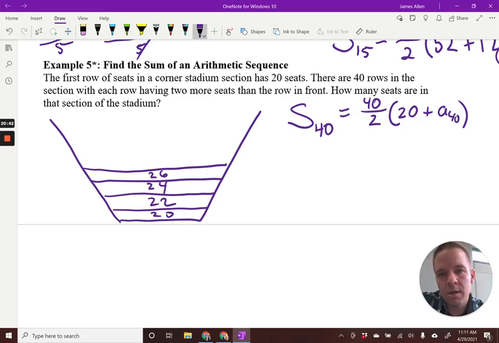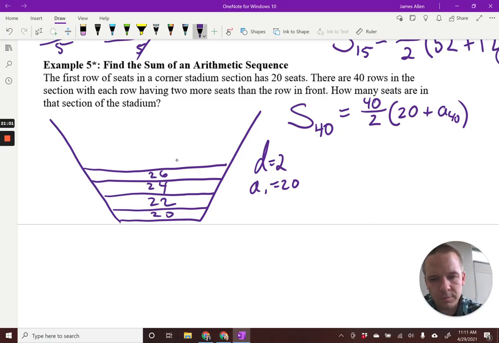All right. Well, perhaps there's a way to figure this out. It's going up by 2 each time, right? d is 2. Okay. And the first row is 20. So A sub 1 is 20. I could probably set this up, right?